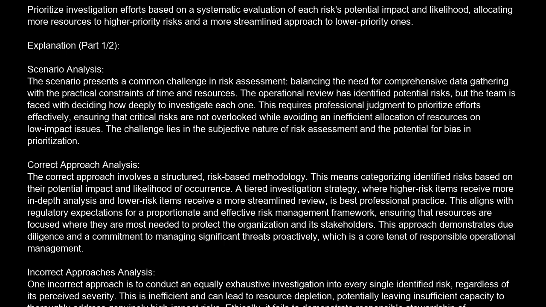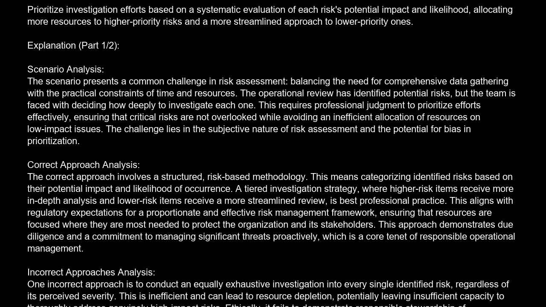Explanation. Scenario analysis. The scenario presents a common challenge in risk assessment, balancing the need for comprehensive data gathering with the practical constraints of time and resources. The operational review has identified potential risks, but the team is faced with deciding how deeply to investigate each one. This requires professional judgment to prioritize efforts effectively, ensuring that critical risks are not overlooked while avoiding an inefficient allocation of resources on low-impact issues. The challenge lies in the subjective nature of risk assessment and the potential for bias in prioritization.